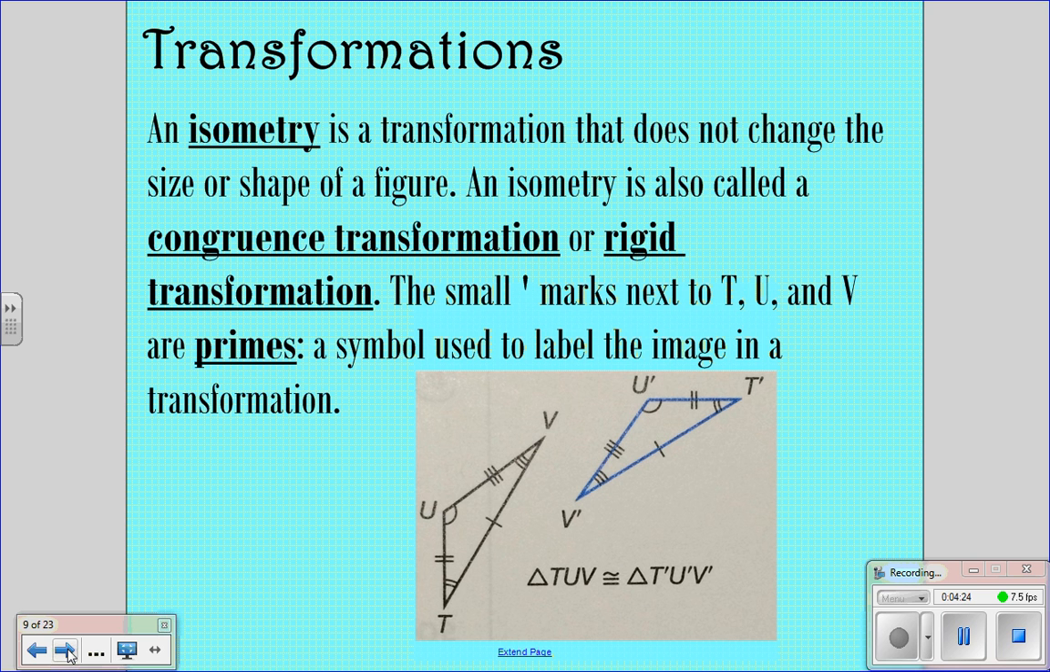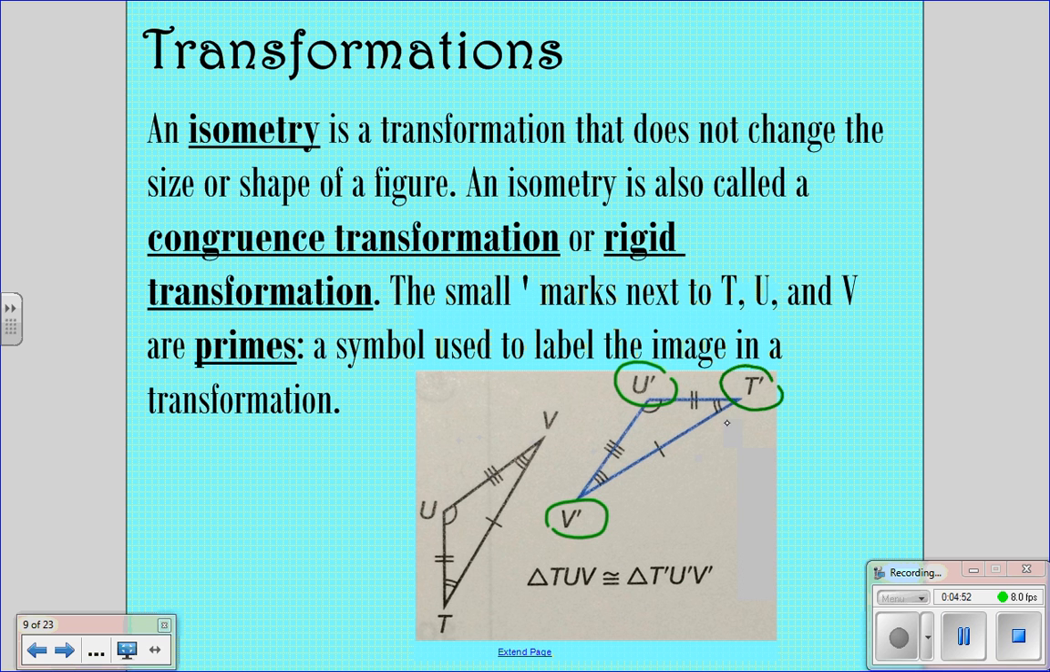The small apostrophe marks, or tick marks next to T, U, and V, they're right after the T, the U, and the V. There's one here. That's called a prime. That's read as V prime. This one here is read as U prime. And then this one here is read as T prime.